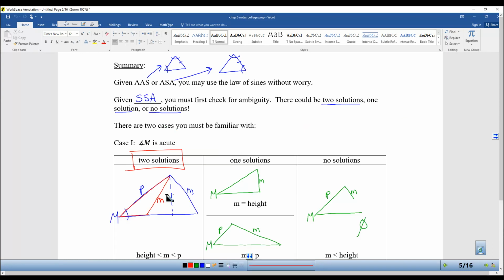So you could have 2 solutions. You could have 1 solution if it's exactly the height or if it's longer, but there is the possibility of no solution if this one isn't long enough.